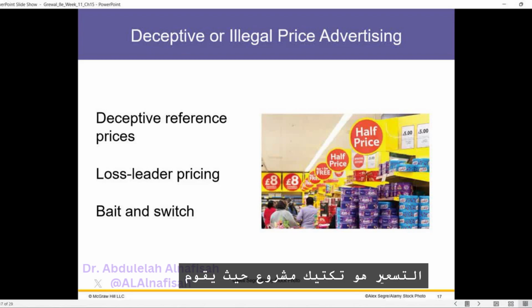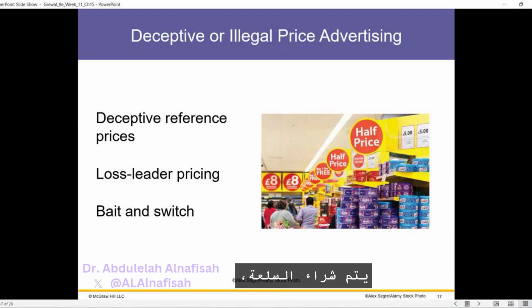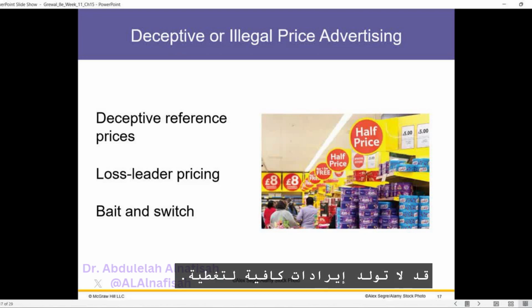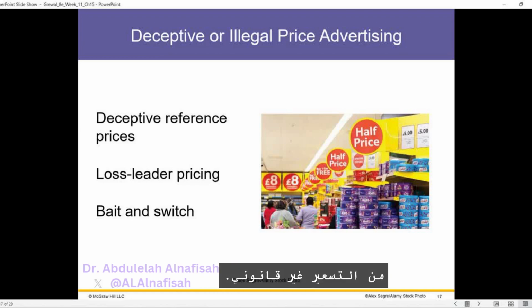Loss leader pricing is a legitimate tactic where a store aggressively prices and advertises a regularly purchased item, sometimes at or just above the store's cost. Below-cost pricing goes a step further by setting the price below the store's cost. While this tactic can attract customers, it may not generate enough revenue to cover the store's cost for the item. Some states consider this type of pricing illegal.